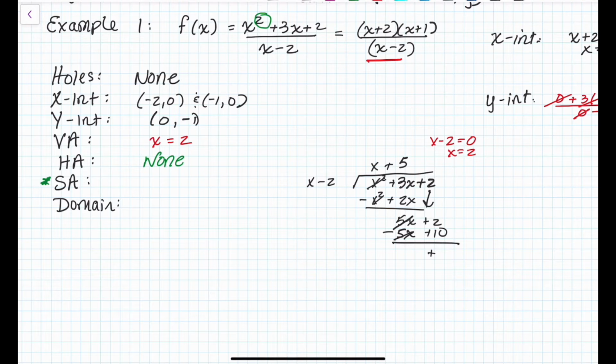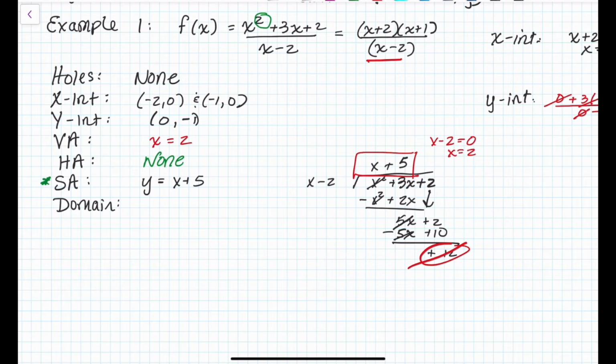And we're left with a remainder of 12, but remember, we don't care about that remainder. We just care about the x plus 5. So ignore that remainder, and that x plus 5, that is the equation of our line that is our slant asymptote. So write that as an equation, y equals x plus 5. Really important that you write the asymptotes as an equation, which means it has to have an equal sign.